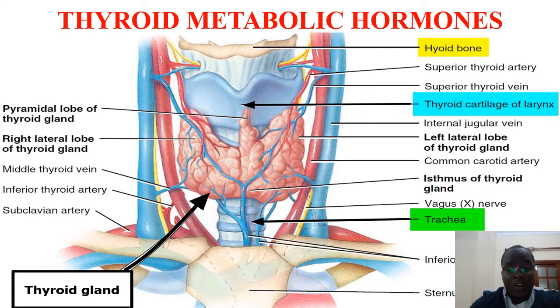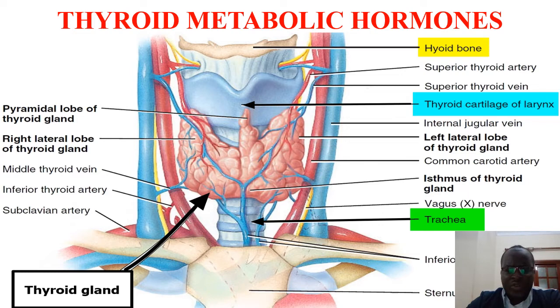This is the anatomical location of the thyroid gland. You can see it's just inferior to the larynx. Then it forms like a tie to the trachea. Behind you have the trachea. The thyroid gland is on the anterior aspect of the trachea. Then you have three lobes. You can see the right lateral lobe and the left lateral lobe. And then at the center there, we have the pyramidal lobe of the thyroid gland. They are connected by the isthmus. You can see the connection of the three lobes here.